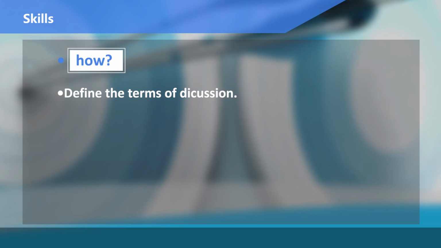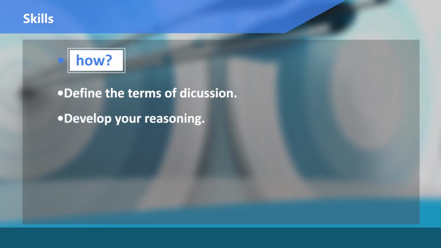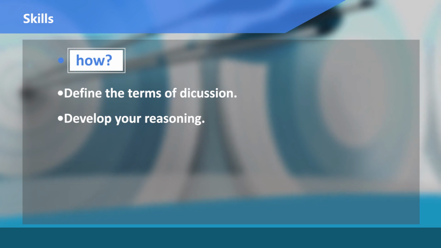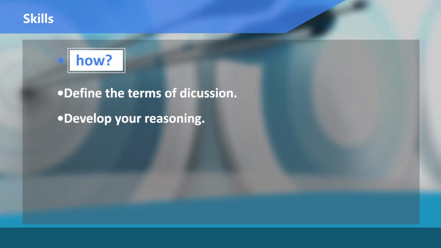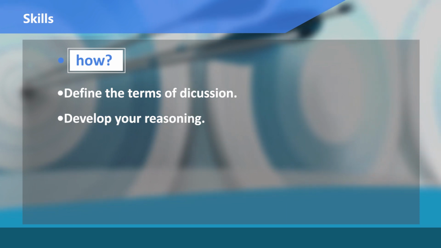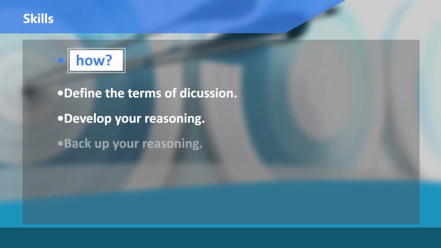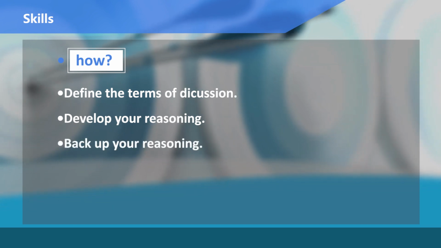Number one, define the terms of the discussion. Get an authorized definition of what you want to talk about. Number two, develop your reasoning. You need to define and articulate the main point you are trying to make and assemble supporting evidence that backs it up.